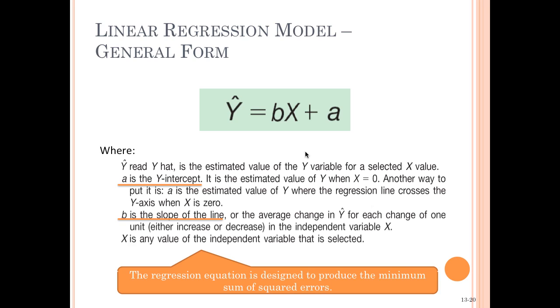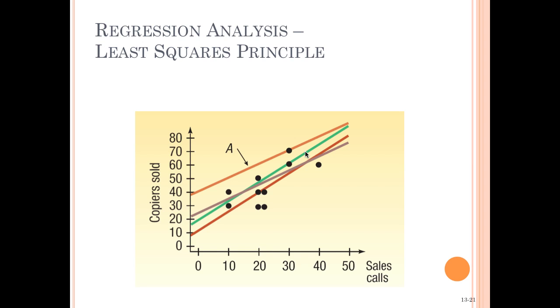How is this different from Y equals MX plus B? It's exactly the same. Every textbook uses different symbols, but it's exactly the same. And so this is basically what I drew over there. So in order to get the slope, which is B, and the Y-intercept, it minimizes those squared errors.